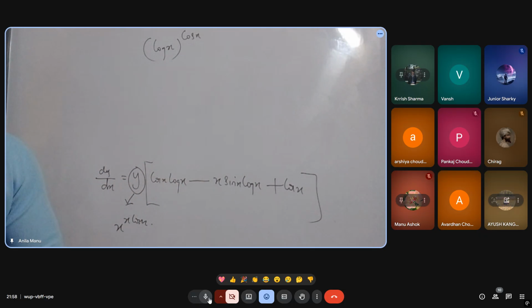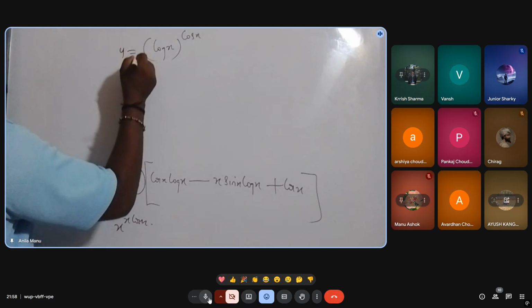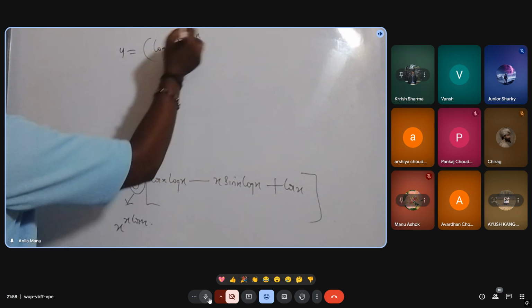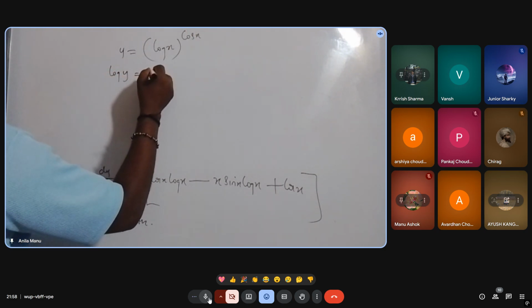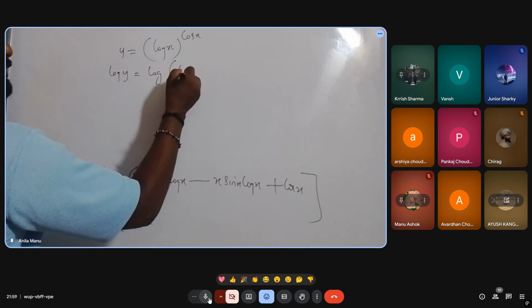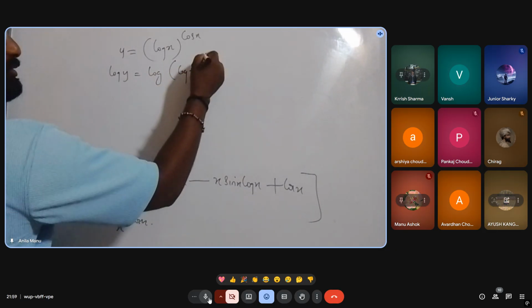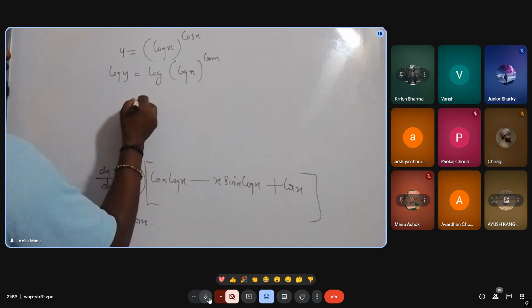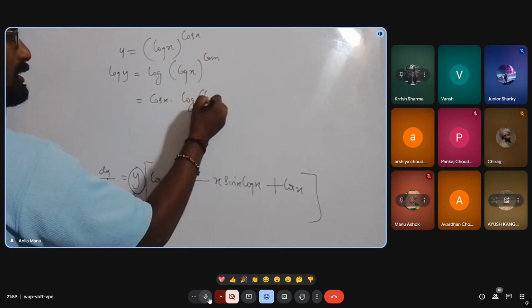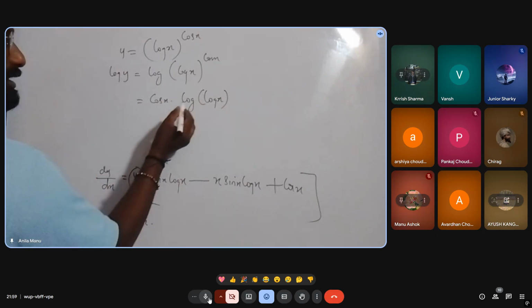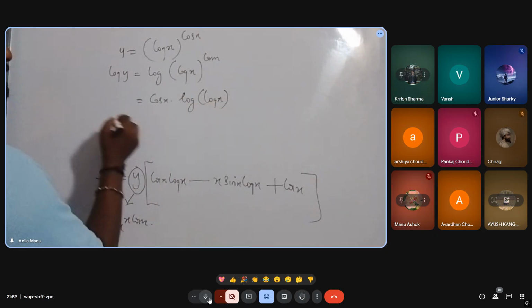Got it? Okay. So see, y is equal to log x raised to cos x, a function raised to a function. So take the logarithm on both sides. log y is equal to log of log x raised to cos x. In the m raised to n form, that's why it is going to be cos x into log of log x. Write carefully.